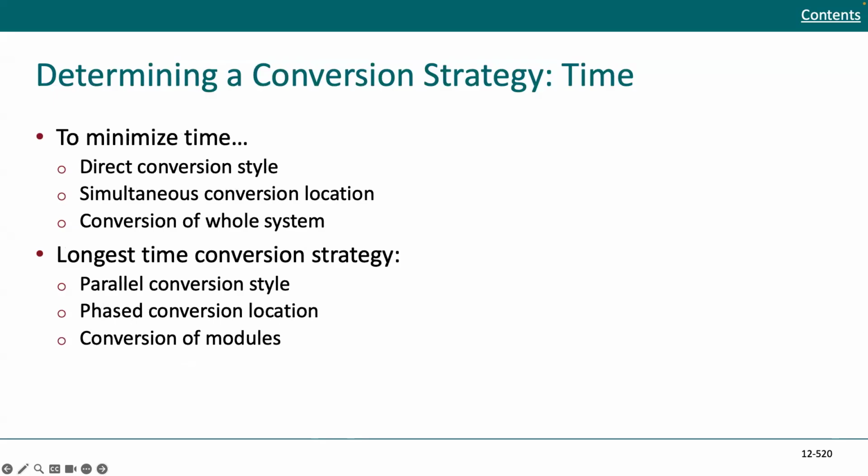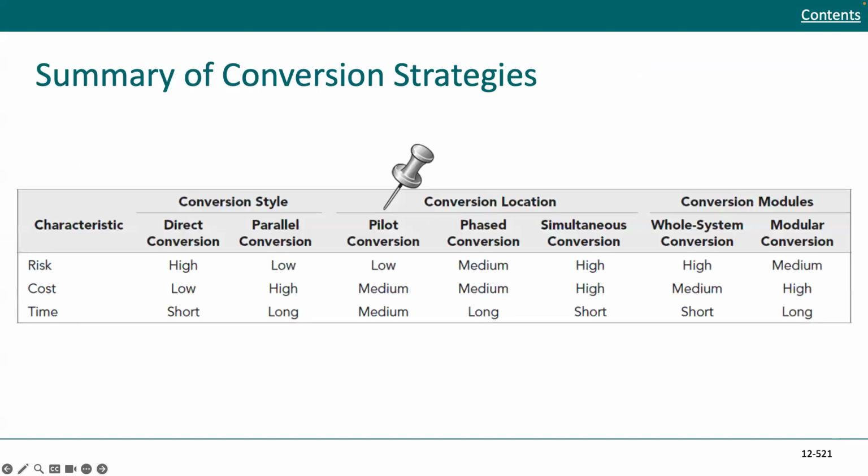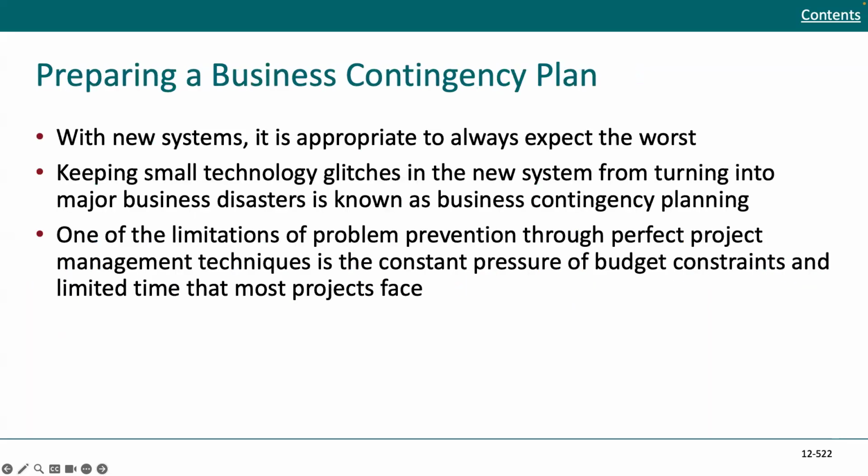And finally, for time, to minimize time, the direct conversion style would be good. You can have simultaneous conversion location or conversion of the whole system. The longest time conversion strategy would be if you do things in parallel, you do phase conversions or conversions of modules. So here is just the summary of the conversion strategies where we're looking at risk, cost, and time. We've gone over this, and so you can be using this as a guide as you're coming up with a final decision of which one you're going to be utilizing.